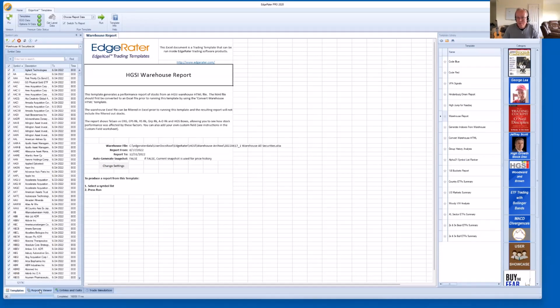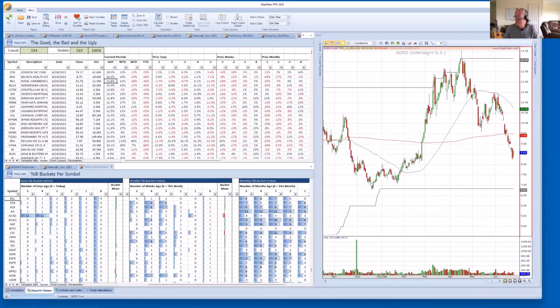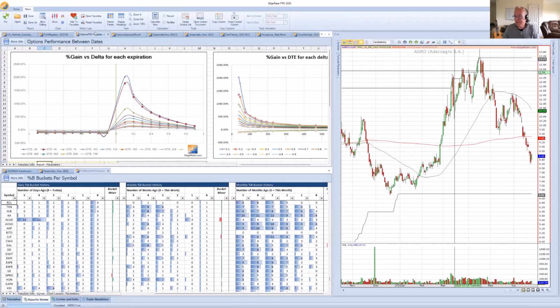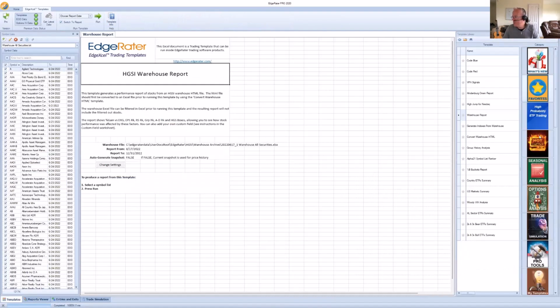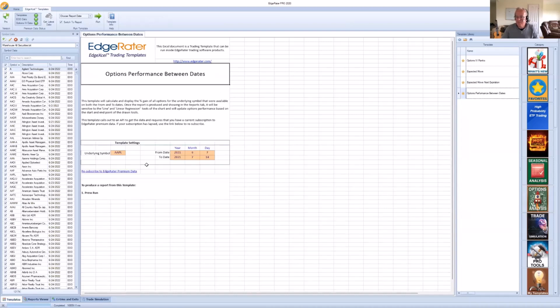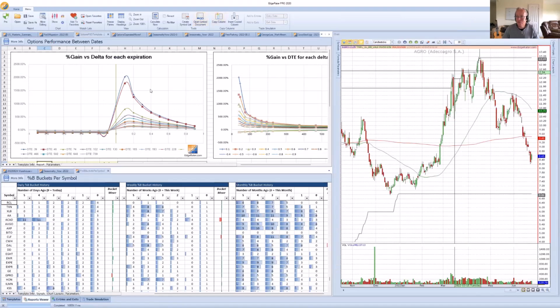All right, so one template that I'm not sure many people are using on a daily basis, though I did mention it early on when it was first introduced, is the options performance between dates. If you go to options analysis and look for options performance between dates, you can just run this template. I don't even bother typing in any of the symbol information or the from and to date, because all I really want is the report, which lets you do some really nice things with showing option pricing and how option prices have changed.